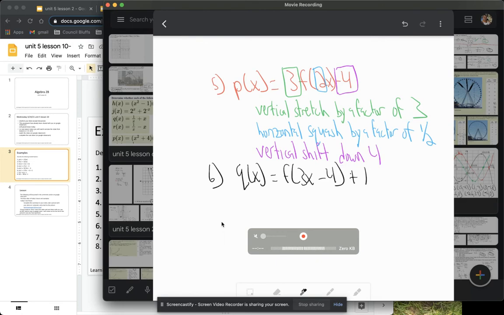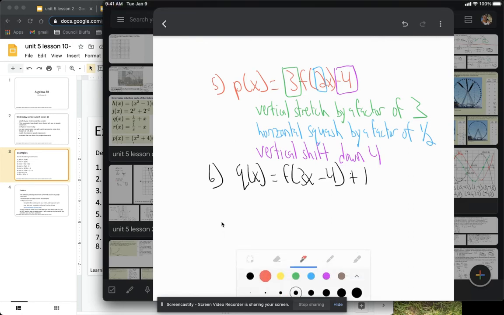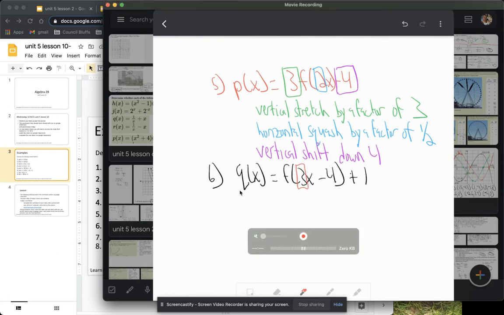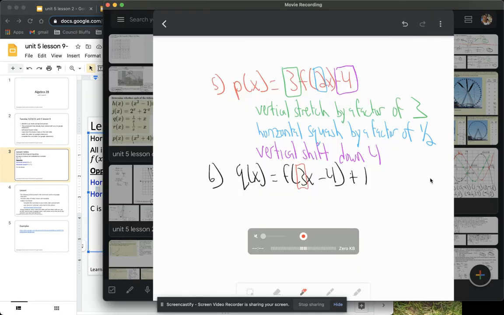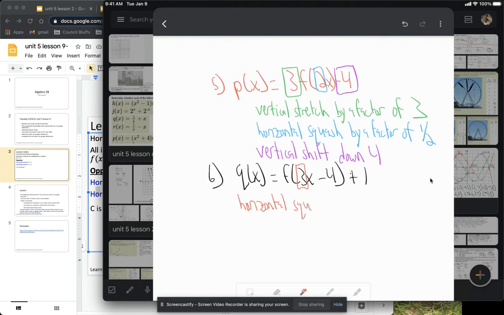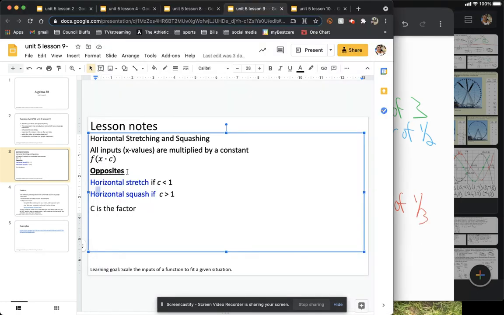Okay, so let's again do this one by one. Multiplying by 3 inside the parentheses tells me this is going to be a horizontal stretch or squash. 3 is greater than 1, so this is going to be a horizontal squash, okay? And we have to do the opposite. So horizontal squash by a factor of, the opposite of multiplying by 3 is multiplying by 1/3. Again, we have to do opposites here.